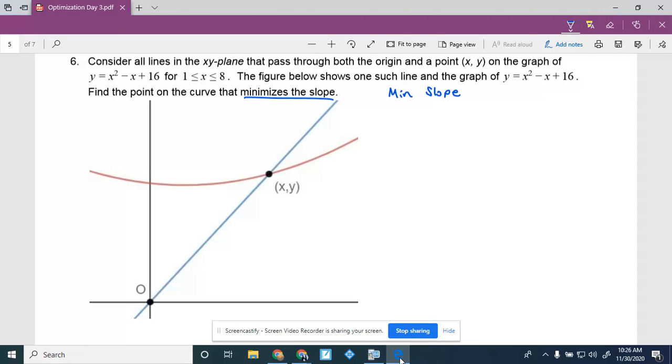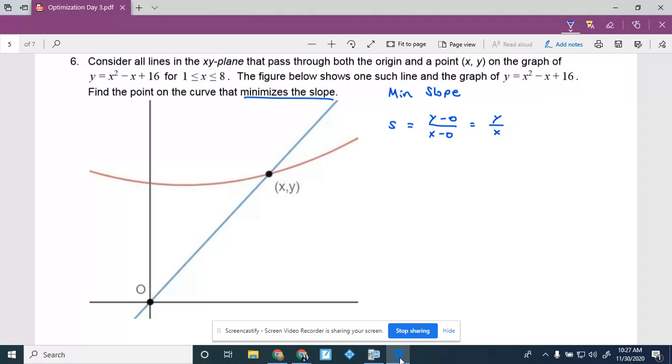So hold on to that thought, and let's just go through the process. If I want to minimize slope, I need to come up with a slope formula, so I need a slope function. Slope, which I'll call s, is going to equal the change in y over change in x. So it'd be y minus 0 over x minus 0, which is just y divided by x.